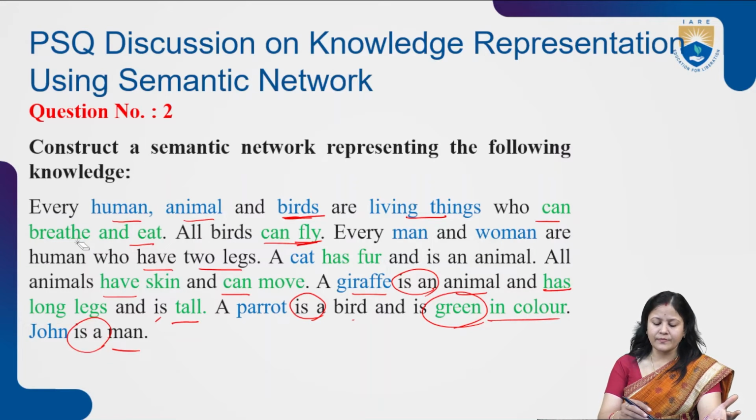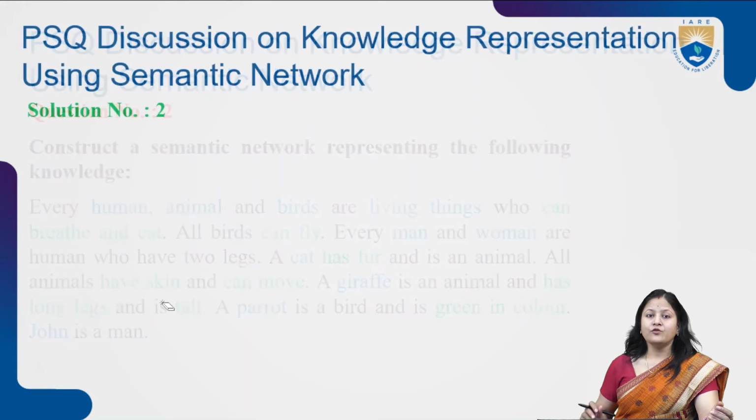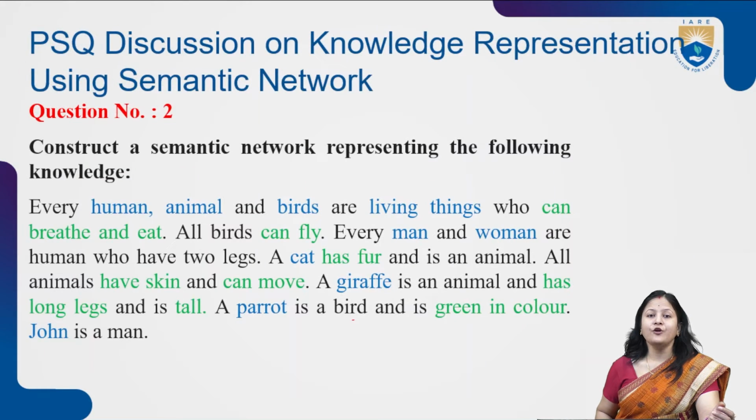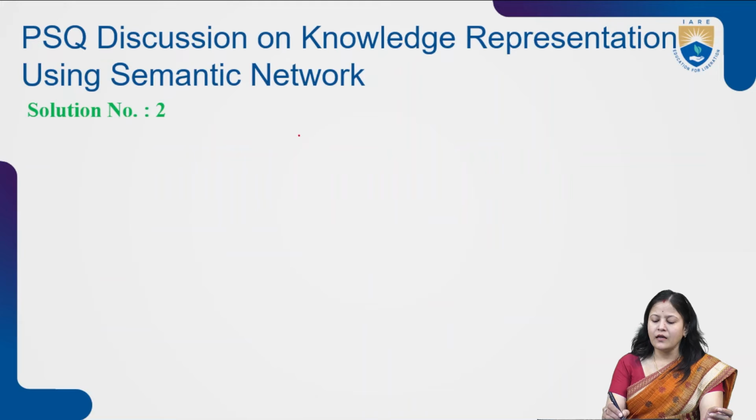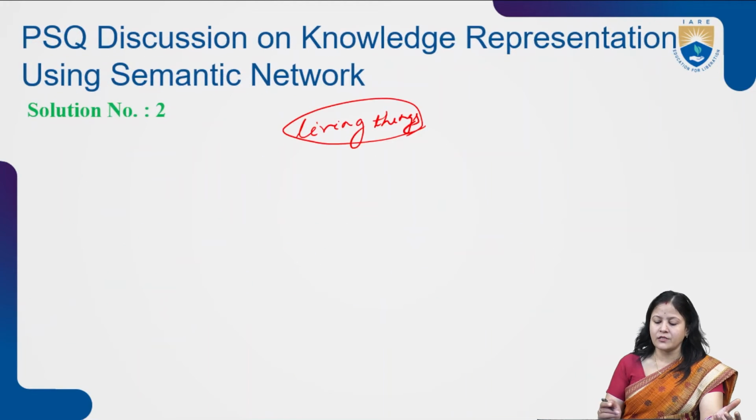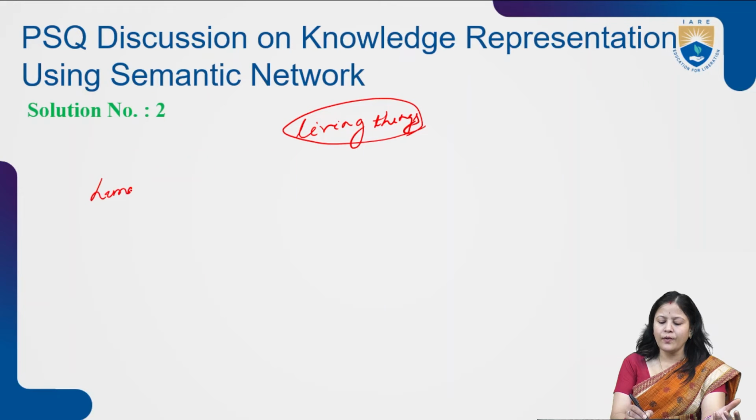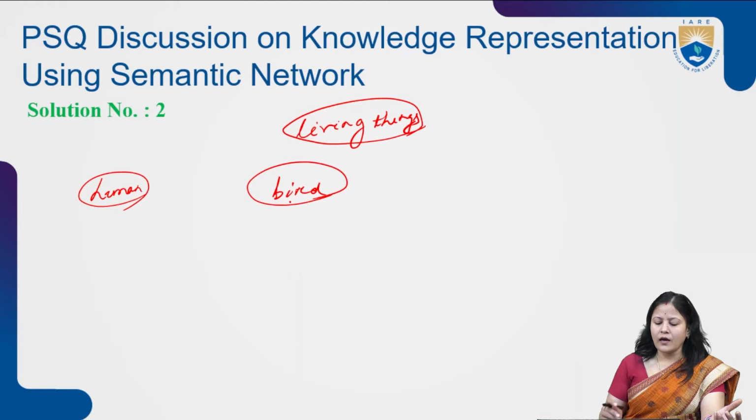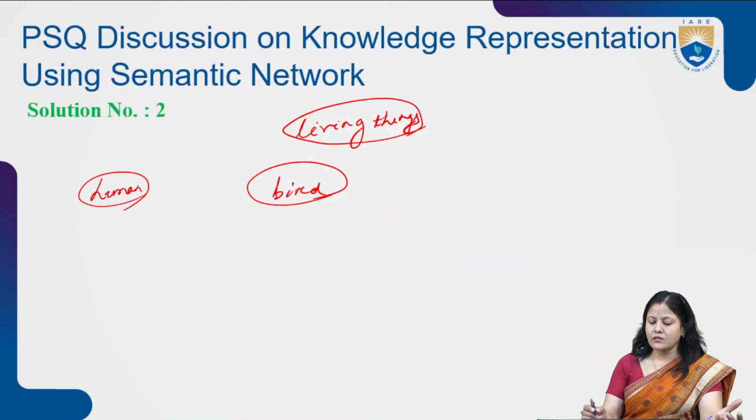Now we will draw the diagram. So let me draw the diagram. The first statement is given as every human, animal, birds are living things. So let me create living things first, because all living things, actually it is the superclass, we can say. Under this superclass are human, animal and birds. So here I will create the human class, another one is the bird class, and another one is the animal class. So 3 classes we'll create.